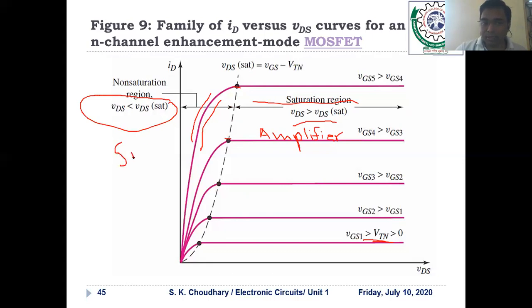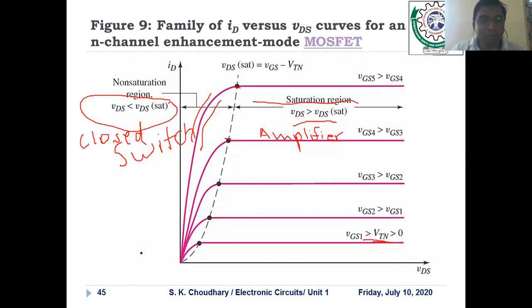MOSFET would act as a switch. Okay, but which type of switch? There are two types of switch: open switch and closed switch. If current is available, it is called a closed switch. So in the non-saturation region or triode region, the MOSFET acts as a closed switch.